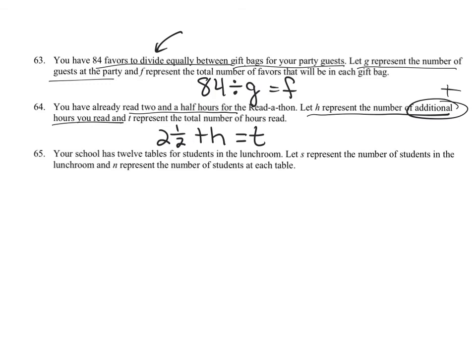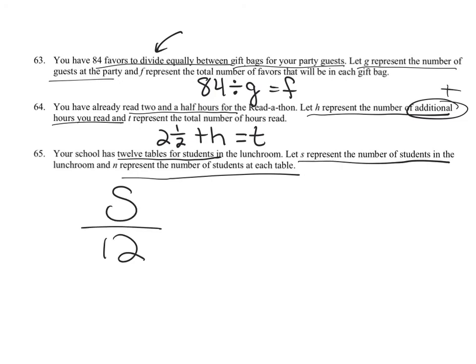And last, number 65, your school has 12 tables for students to eat at lunch. Let S represent the number of students in the lunchroom, and N represent the number of students at each table. Well, if you think about our cafeteria, people divide into the tables. Same thing: our total number of students divided by the number of tables, which in this case is 12, equals the number of students at each table.